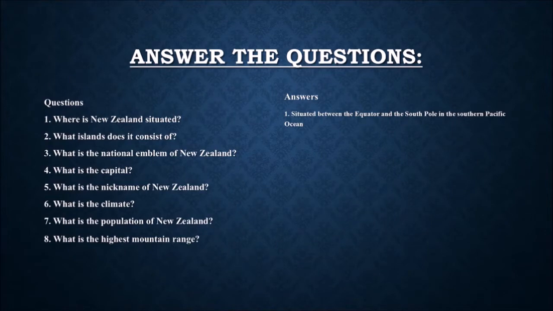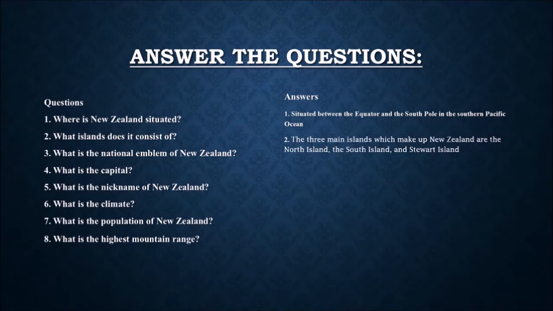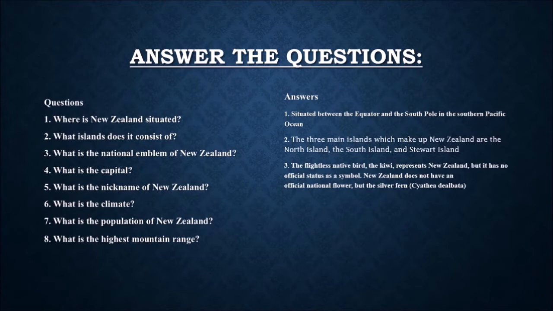Okay, there are three main islands which make up New Zealand: the North Island, the South Island, and the Stewart Island. What is the national emblem of New Zealand? The flightless native bird, the kiwi, represents New Zealand, but it has no official status as a symbol.